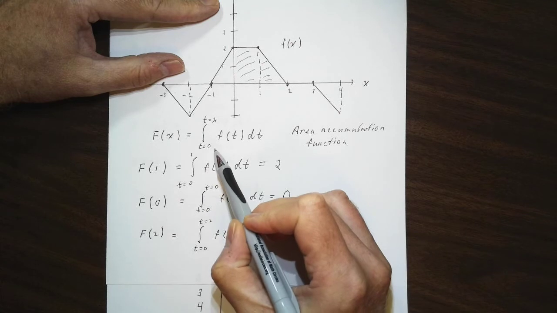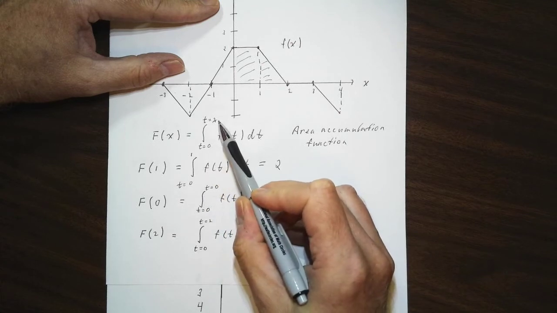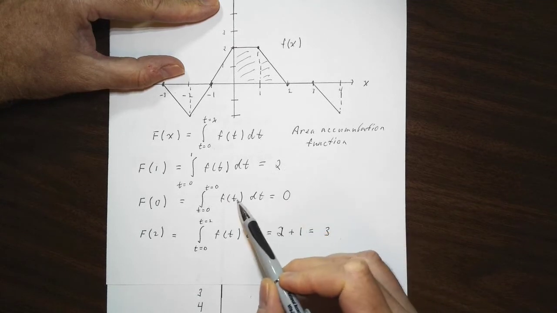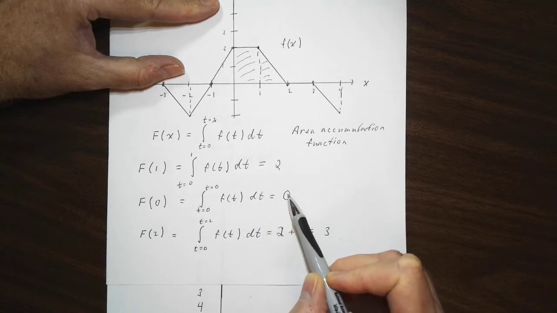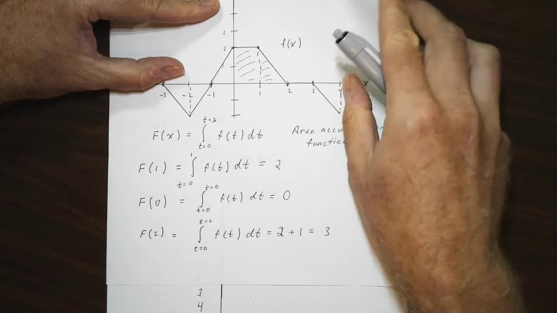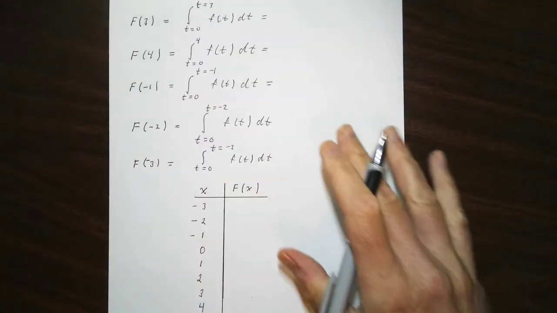So it could be from s equals 0 to s equals x. If I used s's here, I would still get a 2. If I used s here, I would still get a 0. That's important. Let's do a couple more examples.